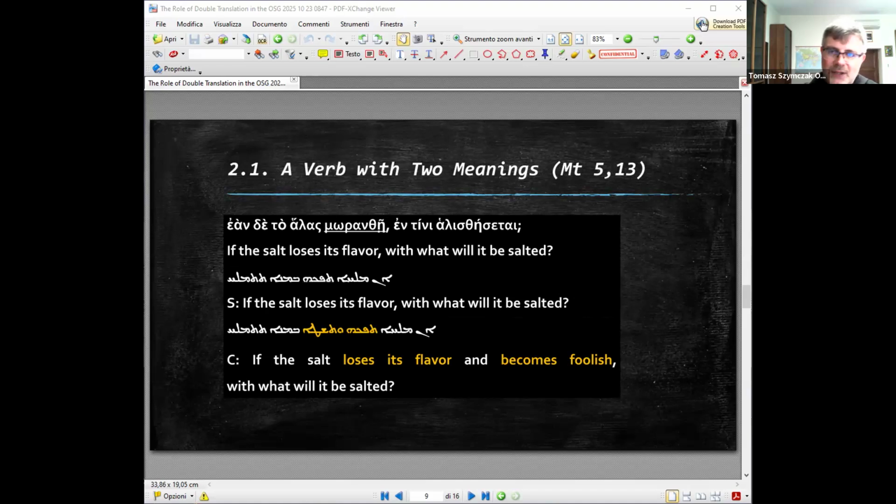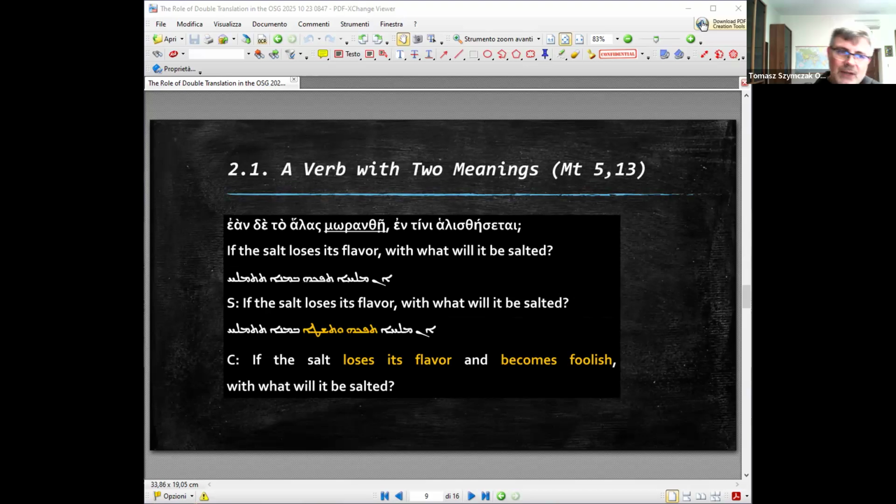By introducing the second verb, Curetonianus suggests that the first meaning of the word moraino, so became foolish, should not be underestimated. The translation of the Greek with "if the salt becomes foolish" would sound strange, but Curetonianus, with its double translation, shows that it's possible to apply to salt the verb to become foolish.